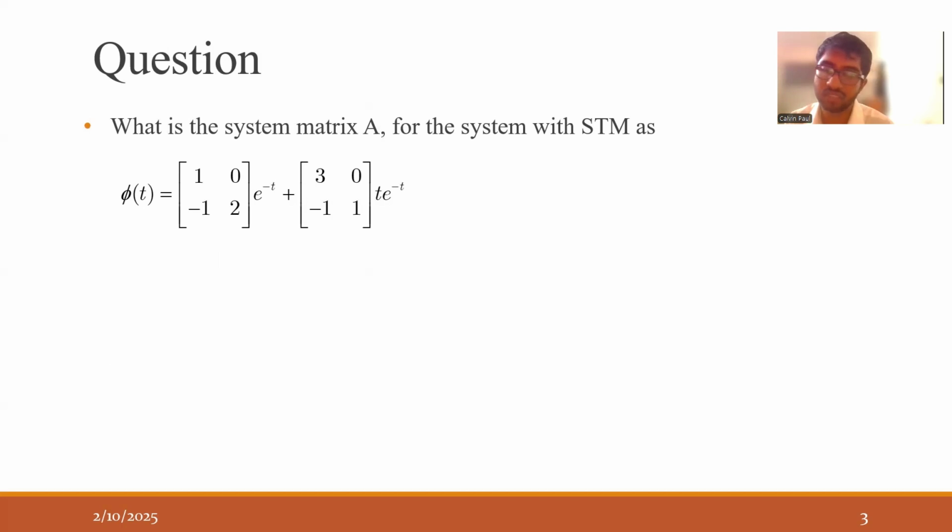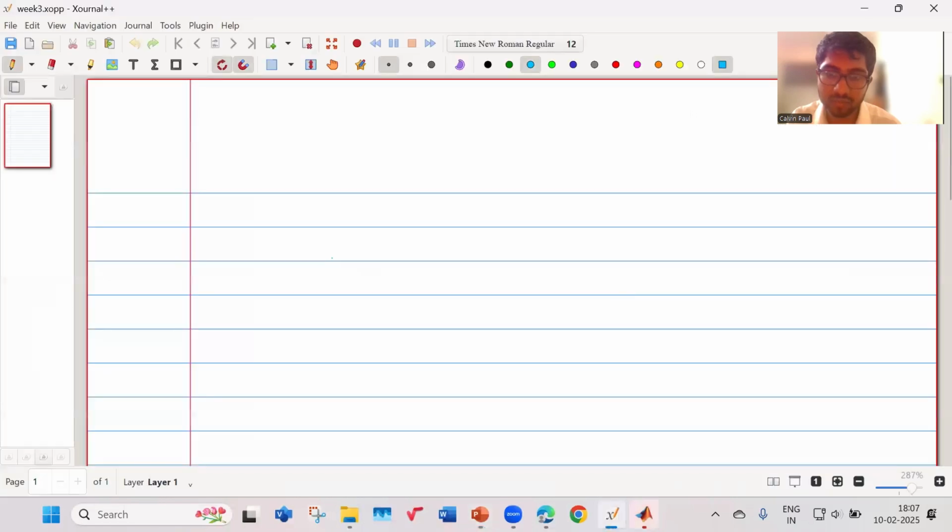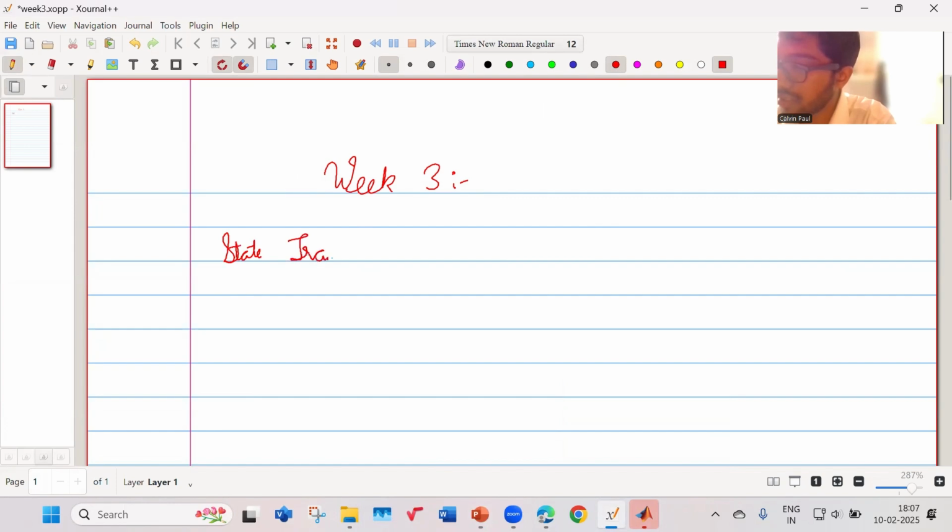What is the system matrix, say, for the system with the STM as shown here? Okay, I'll be writing some notes. So this is for week 3, and we'll be considering what is known as the state transition matrix, STM.